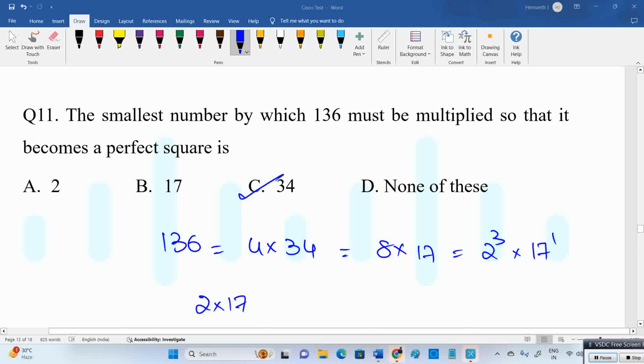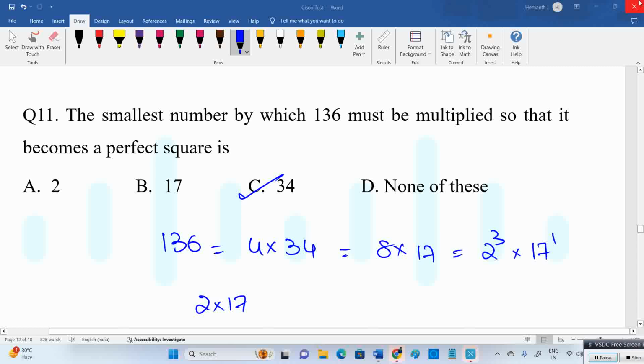Sometimes they'll ask with what number you need to divide. Also 2 and 17 only. If you divide by 2 and 17, then it will be 4 only. 4 is a perfect square already. Whether it is multiplied or divided, the power should be an even number. After writing prime number powers, the prime numbers' powers should be even. 2 power 3, the power is 3. I want an even power, 4. They ask to multiply, which means increasing the power. So I should multiply by 2.